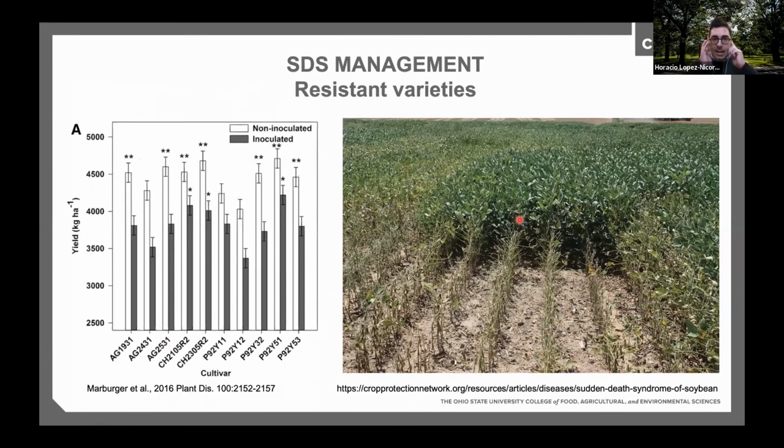So how do we manage SDS? It will be an integrated management. We know that there is quantitative resistance to this fungus. So we see a plot here, highly susceptible cultivars, compared to the plot behind where there's a high level of resistance. And we can see that that's something we can use to our benefit.